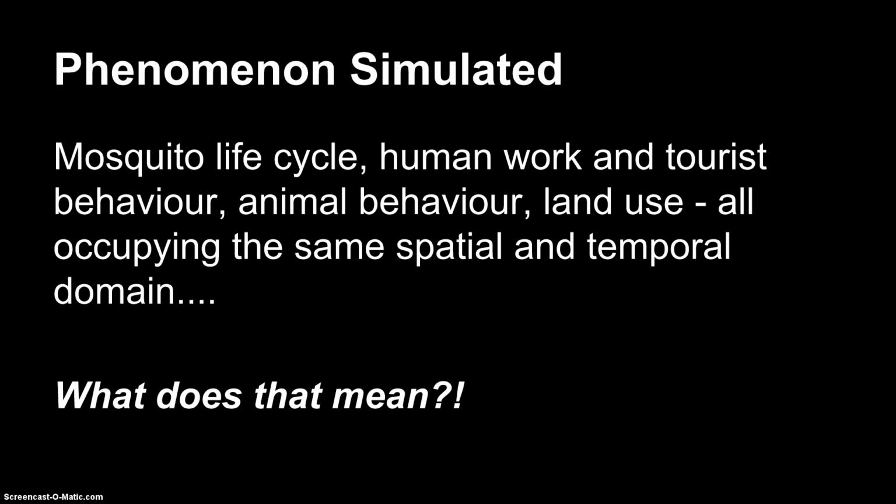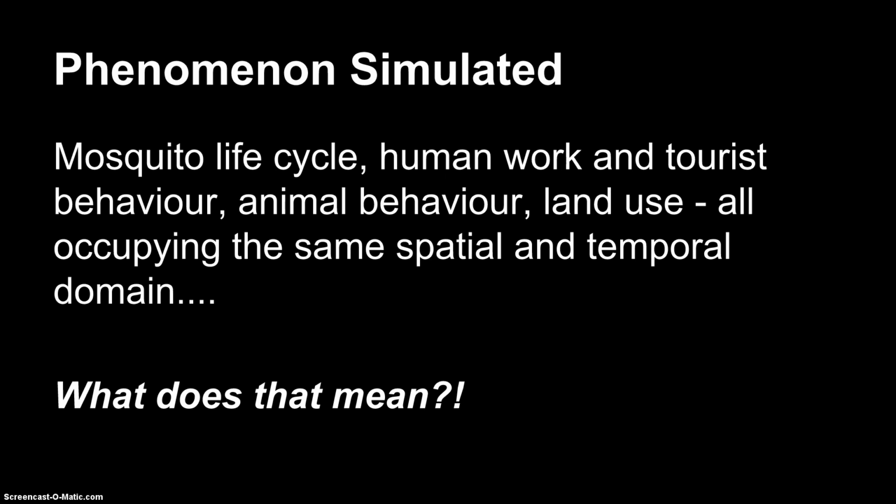So the phenomena simulated within the model: the mosquito life cycle, human work and tourist behaviour, animal behaviour, land use, all of those occupying the same spatial and temporal domain. Now what does that mean? The mosquito life cycle is modelled from larva to growing up to adulthood, reproduction, and then it cycles through that. The human work and tourist behaviour: there are residents within the Camargue who live there and work there, and as well as that there's a tourist influx in the summer who have slightly different behaviour to the working population.